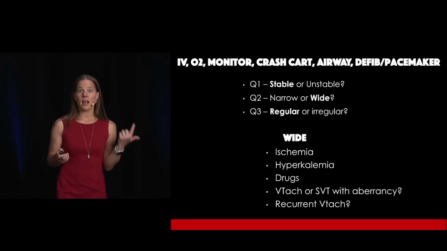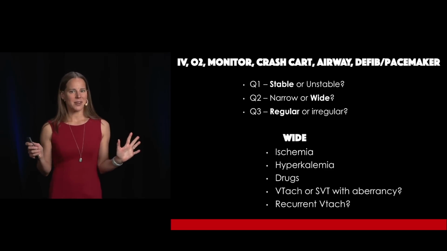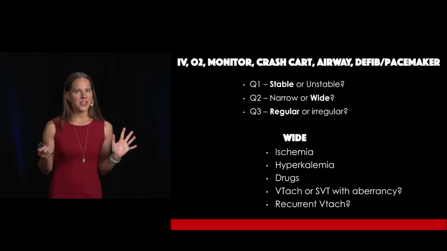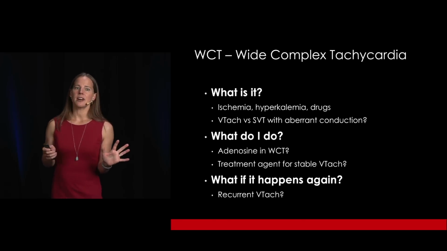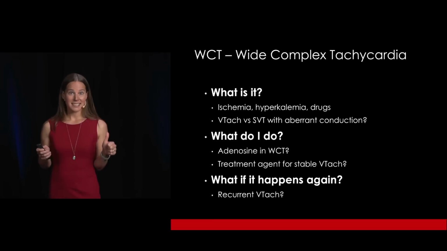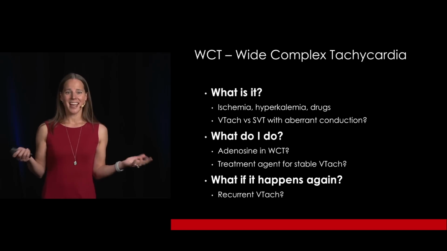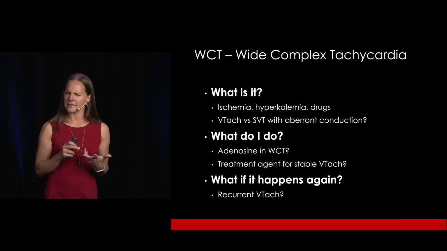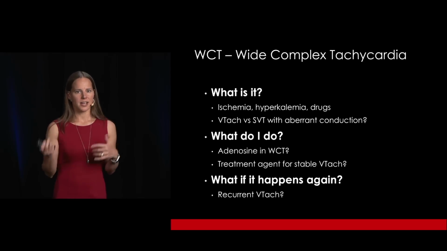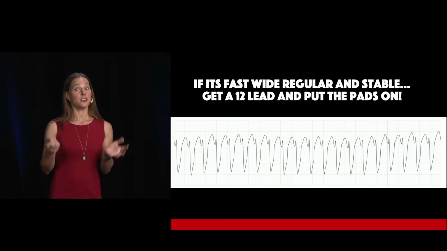It could be ischemia, hyperkalemia, or drugs, or VTAC, or SVT with aberrancy. And then we're going to talk a little bit at the end about recurrent VTAC. So in today's talk, we are going to cover what is this wide complex stable tachycardia, what do I do with this wide complex stable tachycardia, and what if it happens again? And let's remember, your first thought is going to be, is this ischemia, hyperkalemia, or drugs, and then VTAC or SVT with aberrant conduction.